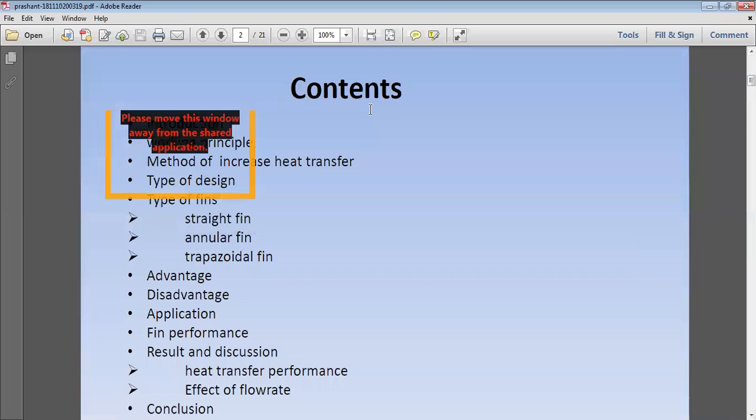So here you can see what we are going to discuss: introduction, working principle, methods of increasing heat transfer, types of design, types of fins, straight fin, annular fin, trapezoidal fin, advantages, disadvantages, applications, and performance of the fin. Finally we can conclude the different applications and advantages and disadvantages of the fins. Now coming to the introduction part.